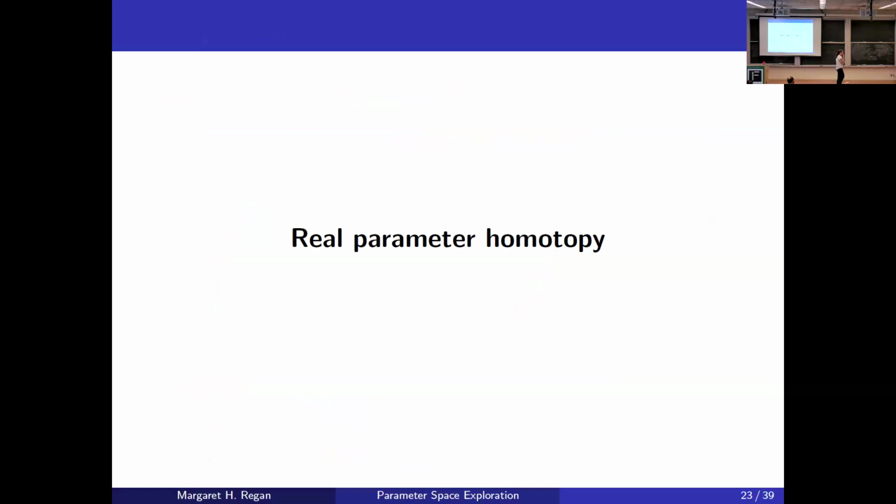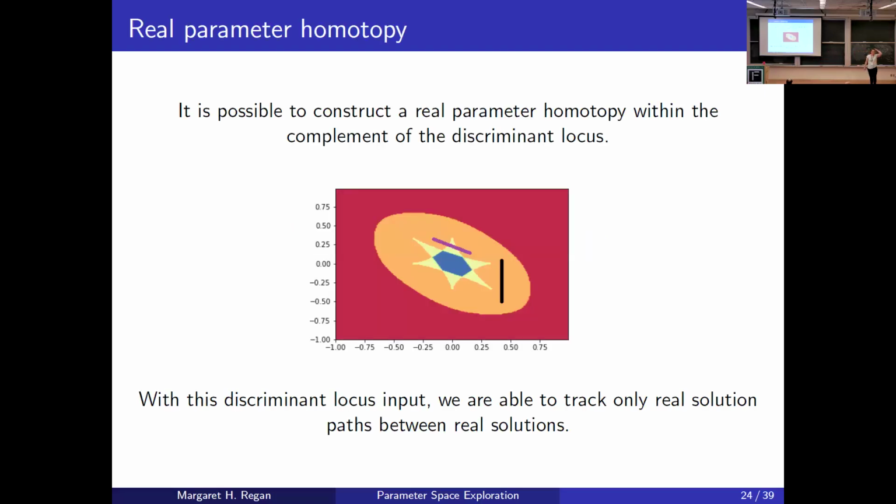Another piece is, what if we can just track real solutions to real solutions? We said that we only care about the real solutions, so what if, at a certain point along the homotopy path, we get rid of the complex ones if they're not going to become real, and just track real to real instead? Can we do that? Generally, you can't, because you hit the discriminant locus.